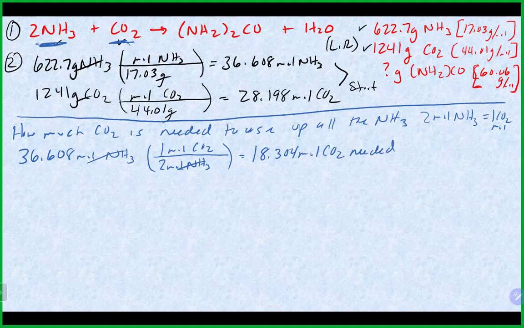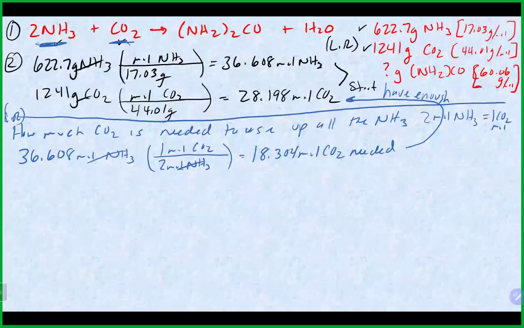So again, this calculation is to determine which one is our limiting reagent. We're going to now compare the CO2 that is needed to the CO2 that we're starting with. Here I'm starting with 28 moles and I only need 18 moles. So here again, I do have enough. And because I do have enough, that means the CO2 here is my excess reagent. And the limiting reagent in this case would be the other one, which would be the NH3. Any questions on that there?